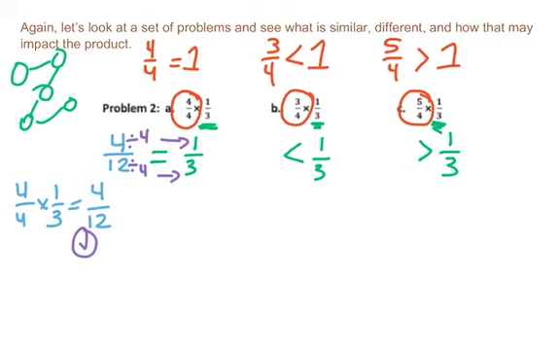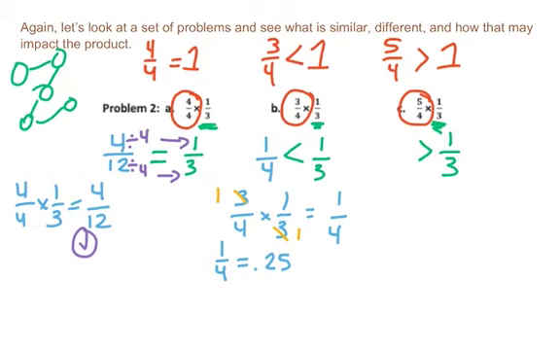Next, if you multiply 3/4 times 1/3, I can actually do some of my cross canceling. I get 1/4. So is 1/4 less than 1/3? Actually, it is. 1/4 equals 0.25. 1/3 equals 0.33 or 33 hundredths. So 1/4 is less than 1/3 by just a small amount.